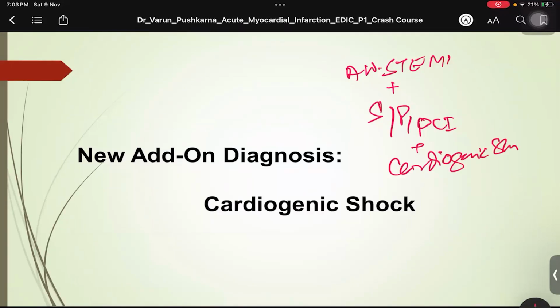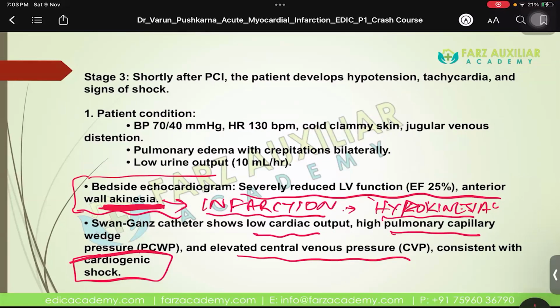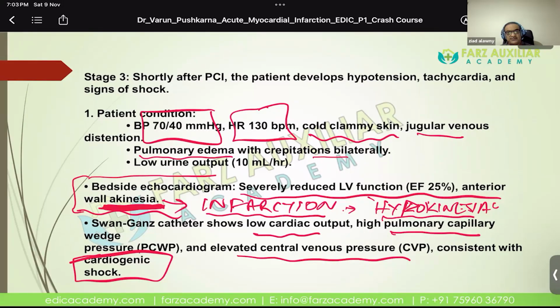Okay, fine. What will you do now? Patient's blood pressure is 70/40, heart rate is 130, patient is cold and clammy, JVP is rising, patient is unable to breathe, there is pulmonary edema, bilateral crepitations are there, and the urine output is decreasing. First, go for ABC. I will look at airway and breathing. I will intubate the patient. I will also start inotropes for the patient. Vasopressor.